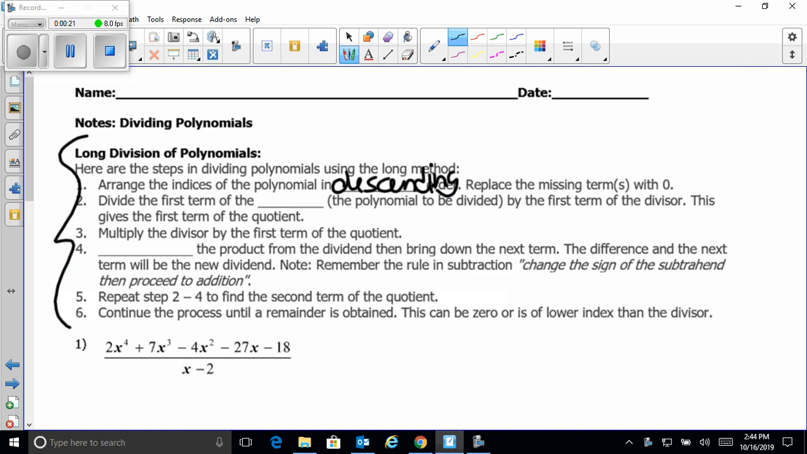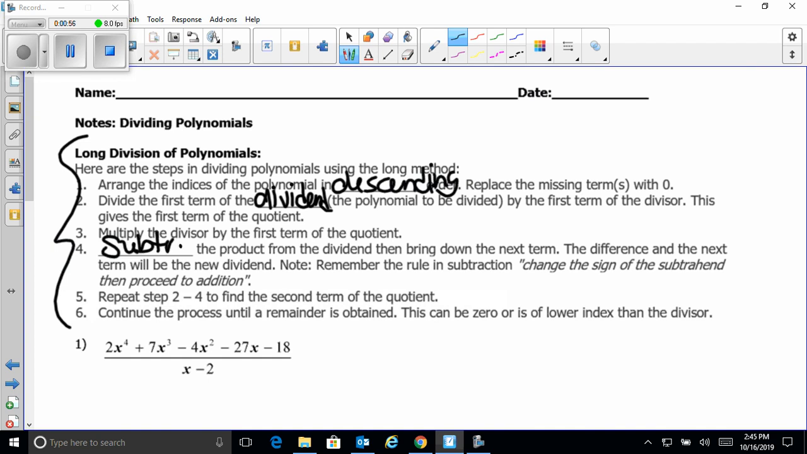If you have any missing ones, like if x to the fourth is your highest but you don't have an x to the third, make sure you put a 0 in as a placeholder. Divide the first term of the dividend by the first term of the divisor. This gives you the first term of your quotient. Remember, the quotient is the answer. Multiply the divisor by the first term of the quotient, and then subtract the product.